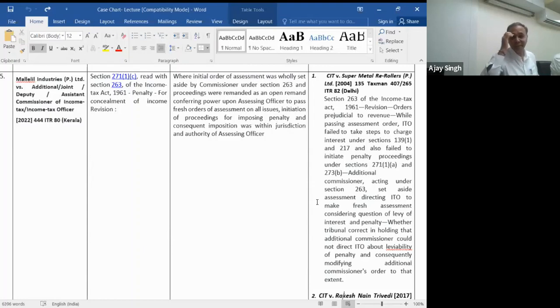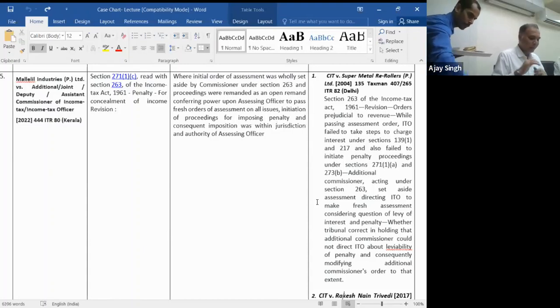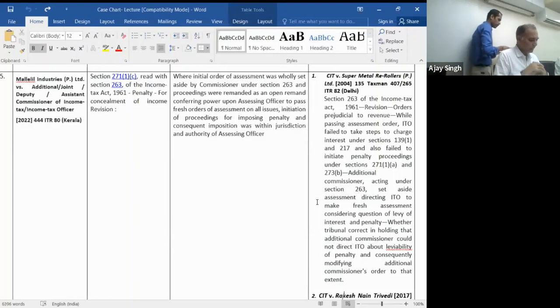Going further, the fifth decision is of Kerala High Court. This decision is in context to Section 263 and levy of penalty under Section 271(1)(c). Here was a case where the commissioner, while exercising its power under Section 263, had set aside or remanded the matter back to the assessing officer, saying that you re-decide the matter and relook the matter.